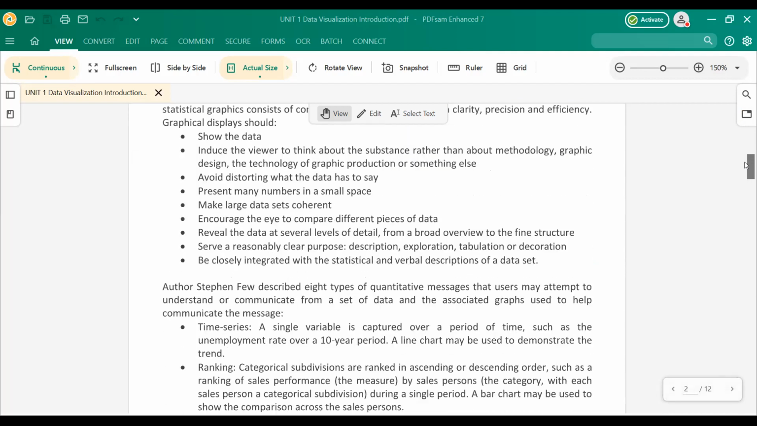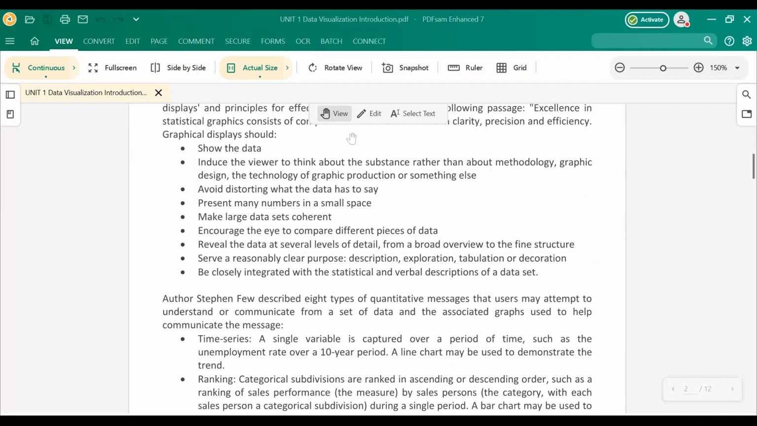So what do we do? I'm not going to talk about it, we all know. The purpose of a graph is to show the data, and induce the viewer to think about the substance rather than the methodology. As I said, they should not look at what method you use or what color you use. Focus should be the substance. What is it that you're trying to convey?